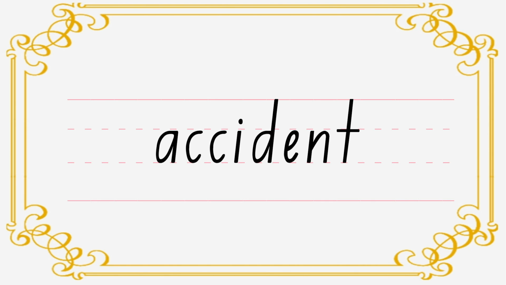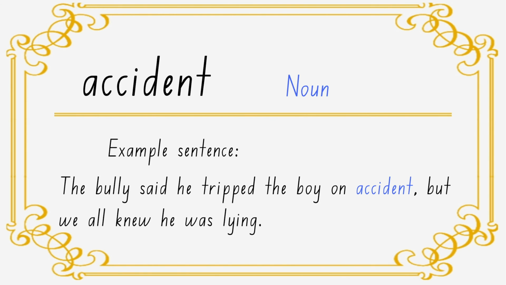Word number 19 is accident. Accident is a noun, and an accident is an unfortunate incident that happens unexpectedly and unintentionally. Pay attention to the meaning of this word. If something happens, it's only an accident if it's unintentional, which means that the action that happened didn't happen on purpose. You can have good accidents and bad accidents. As long as it's unintentional, it's an accident.